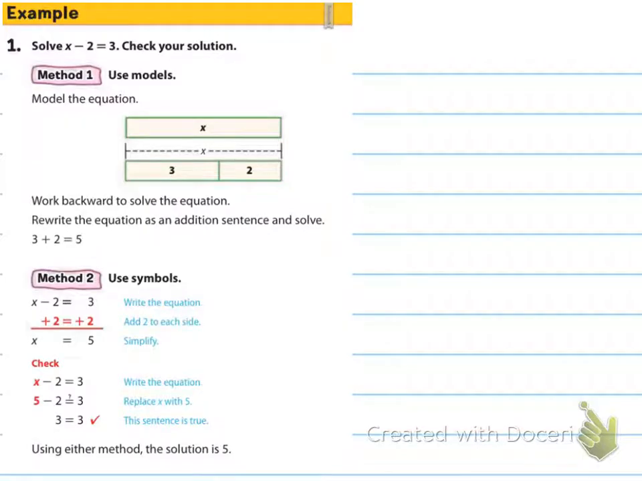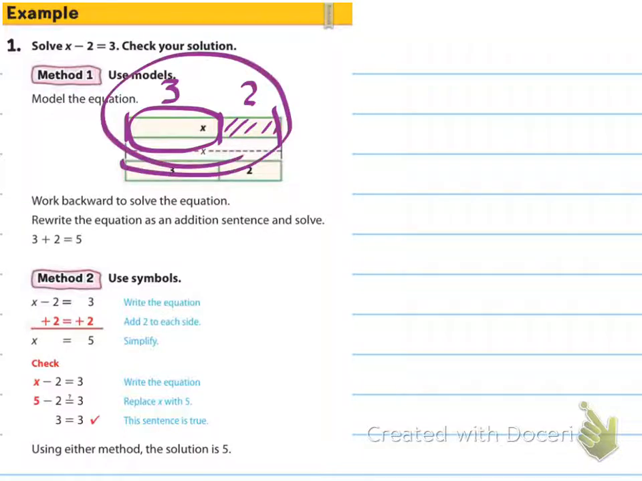All right. So number 1 says solve x minus 2 equals 3 and check your solution. So method 1 is using models. So it's saying that if we have this whole thing is x and we take away 2 and this portion right here is 3, then what is the whole thing, the x, the entire thing equal to? Well, obviously, if we have 5 and we take away 2, we get 3. That's kind of like one of those, what, minus 2 equals 3? Kindergarten kind of style deals.